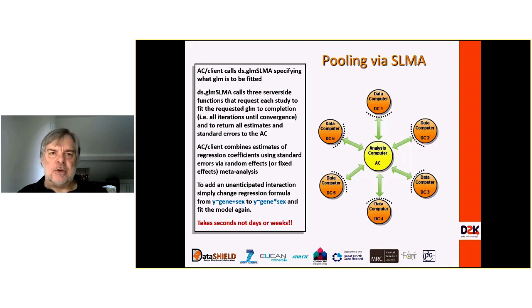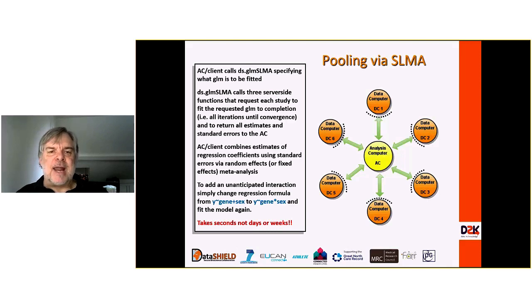And then once convergence has occurred, the estimates and standard errors from those completed models will be returned to the AC. The AC client will then combine the estimates of those regression coefficients, using the standard errors as well, in order to enable a random effects or fixed effects meta-analysis.